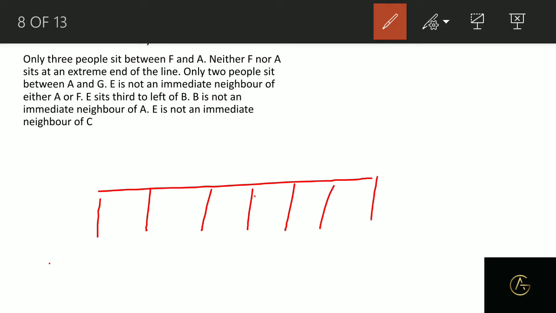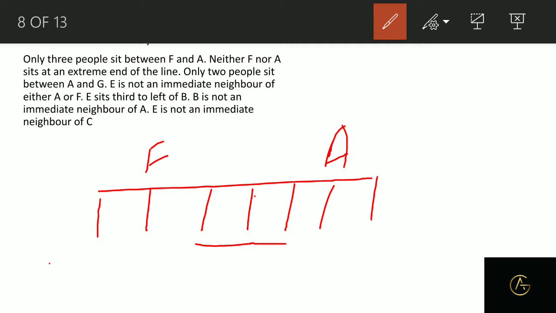What does the question say? Only 3 people sit between F and A. Neither F nor A sit at an extreme end of the line. Now we get 2 points. 3 persons sit between F and A. Neither F nor A sit at an extreme end. Let's suppose F sits here. 3 persons sit 1, 2, 3. Then A will be here. Right? None of them are at the extreme end.